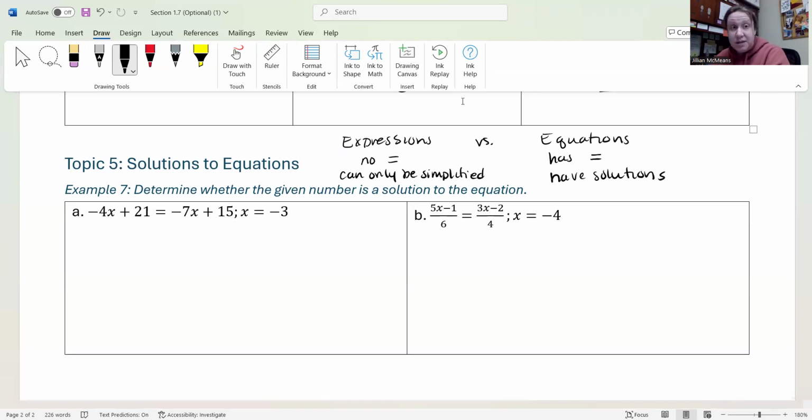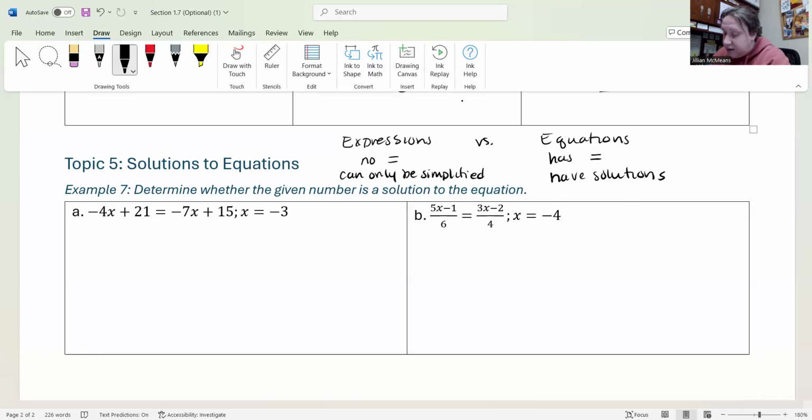So what we're going to do in this example is we're going to determine if the given number is a solution to the equation. And this will give us a chance to practice what we've learned with multiplying real numbers. So for part A, we have negative 4x plus 21 equals negative 7x plus 15. And we want to know, is x equals negative 3 the solution? So what we do is we plug negative 3 into the equation anywhere we see an x. We evaluate, we simplify, and if we get a true statement, that's the solution. If we get a false statement, that value is not the solution to the equation. So let's see what we get.